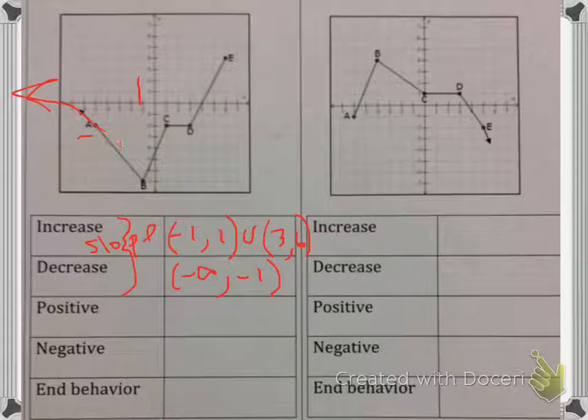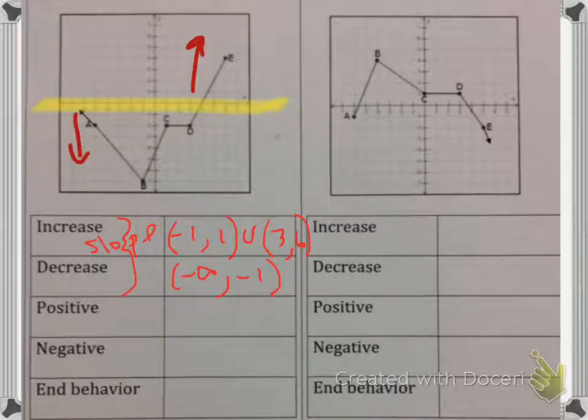Okay, the next thing we're going to look at on our graph is our positive and negative. Positive and negative is everything above the x-axis would be considered positive, and everything below the x-axis would be considered negative. So positive is going to start right here, and then it ends right here. So do your best counting over to see what that is. 1, 2, 3, 4. I think that starts at 4, and it goes to 6.